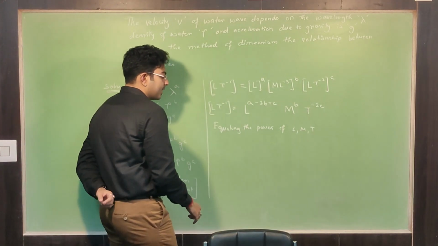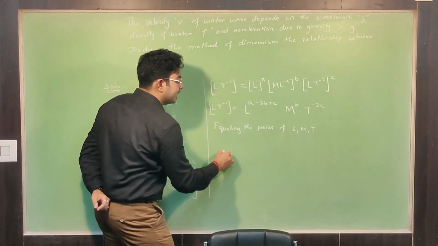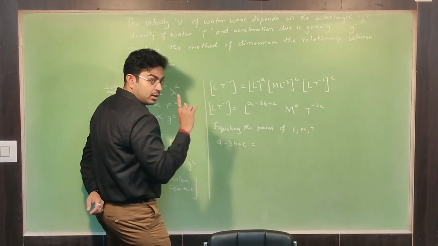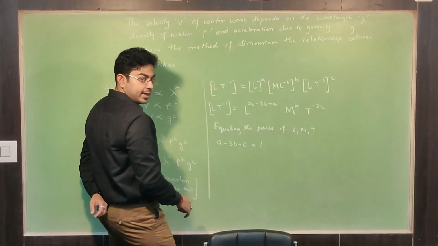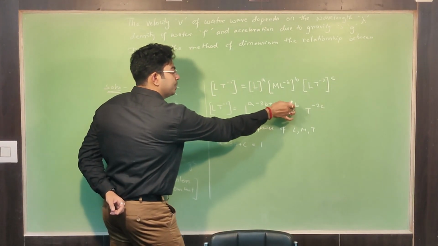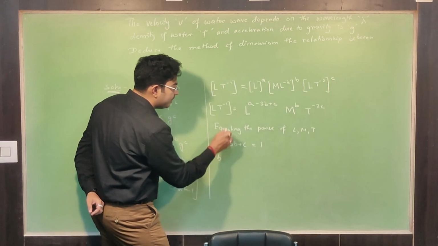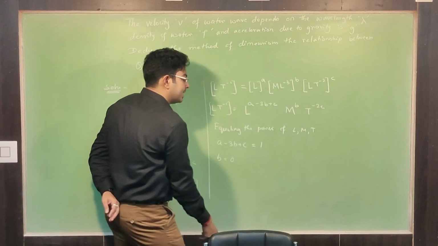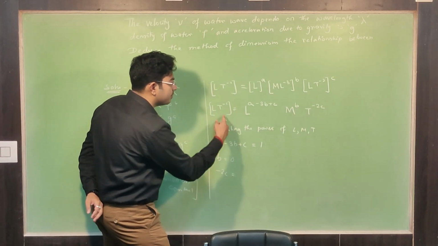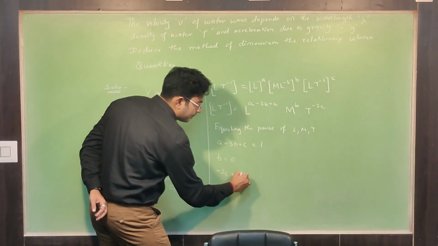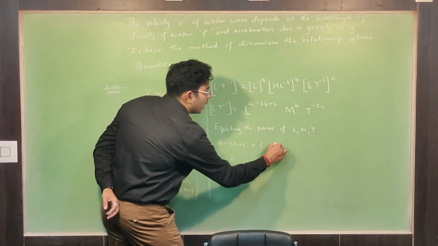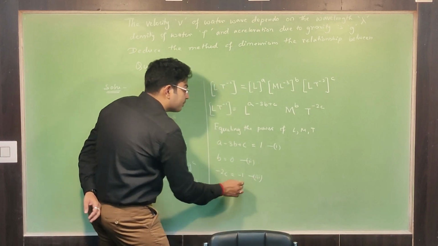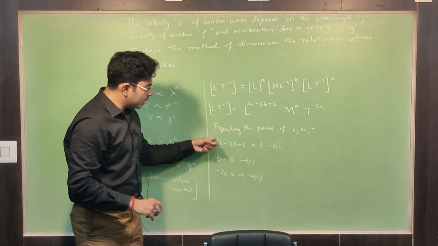What is the power of L here? A minus 3B plus C. That is equal to what? L to the power 1. Right? Now, M to the power B. What is the power of M in the left hand side? 0. And what is the power of T in the right hand side? Minus 2C. Minus 2C will be equal to minus 1. So this is your equation 1, this is equation 2, this is equation 3. Now from these equations, can we find out the value of A, B, C?